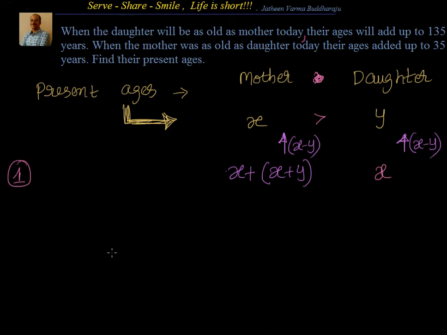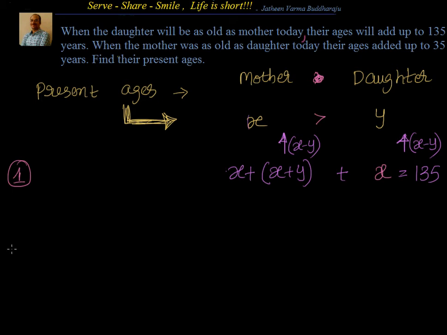Let me repeat that again. When the daughter will be as old as mother today, that means the daughter's age will become X. How many years does the daughter have to pass so that she will become X years? From present Y, to go to X, you have to increase by X minus Y. Y plus X minus Y is X. So we have been given that in this scenario, the sum of ages is equal to 135. So this is my equation number 1.